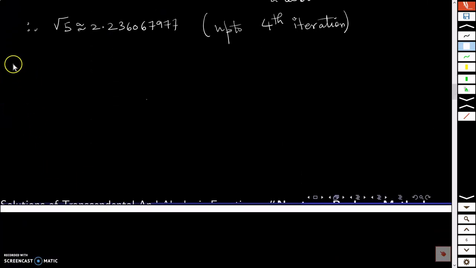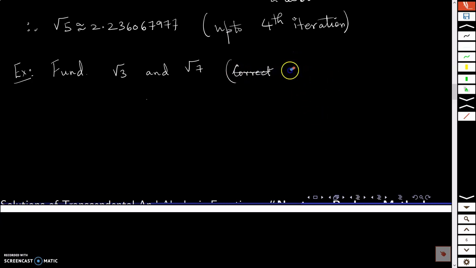Okay, so what you all can do is, I'll leave this as homework: find the square root of 3 and let's say the square root of 7, correct up to 4 iterations. Okay, so you can find the first 4 iterations. Alright, so you can experiment with the above method on these two numbers, root 3 and root 7, and try to find approximate values for them.